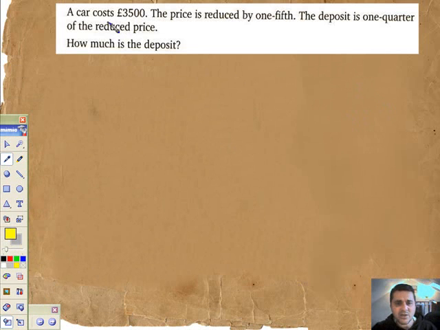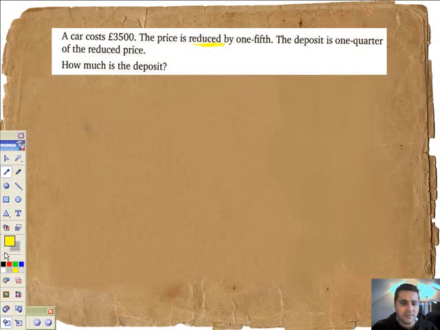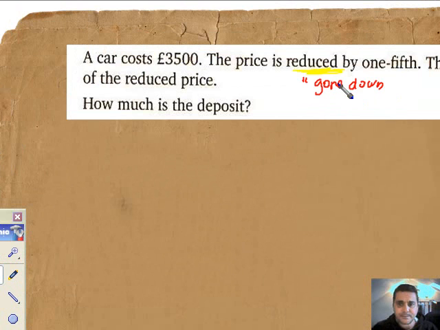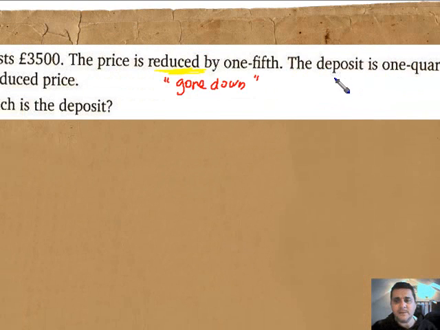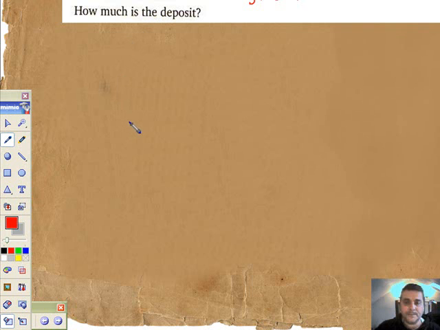Now a car costs £3,500. The price is reduced by a fifth. That means, if I can write in red or something, that means it's gone down in value. So we need to know that. So it's been reduced in value by 1/5. Now to put a deposit on the car, you want a deposit of 1/4 of the reduced price. Question, how much is a deposit? Well, forget deposit. First let's just work out what 1/5 of this is, and then find out how much is left. So here we go.